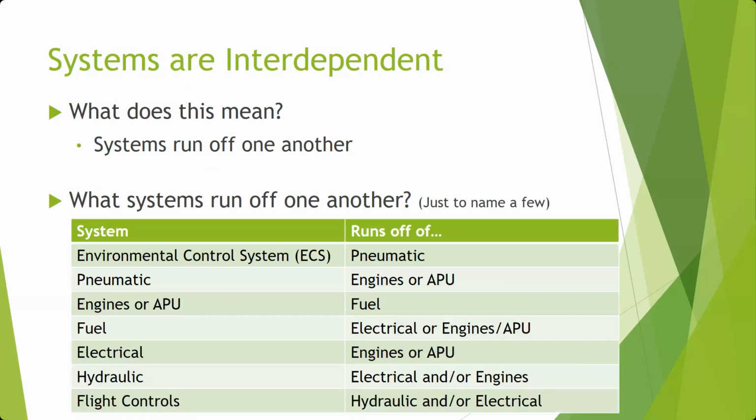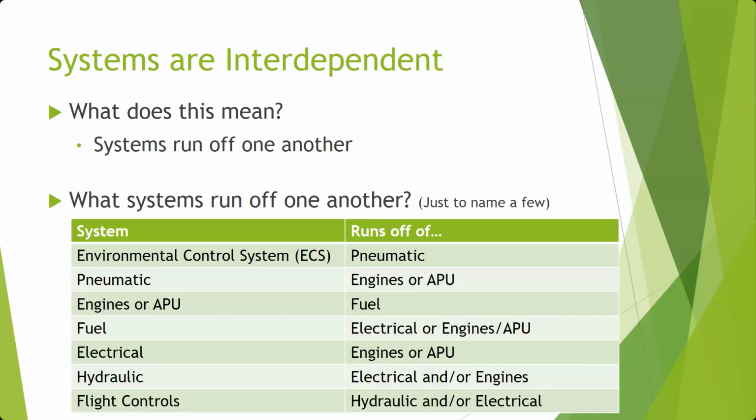So here's some example. Environmental control runs off pneumatic. Pneumatic is bleed air off the engines. Pneumatic's going to run off the engines or APU. The engines or APU run off the fuel. Fuel runs off electrical, or sometimes you have a fuel pump on the engine that's used to bring fuel to the engine. So if the engine's running, it's fueling itself.